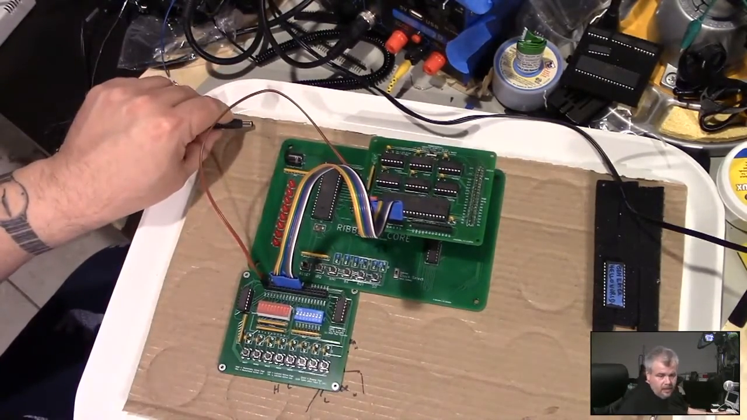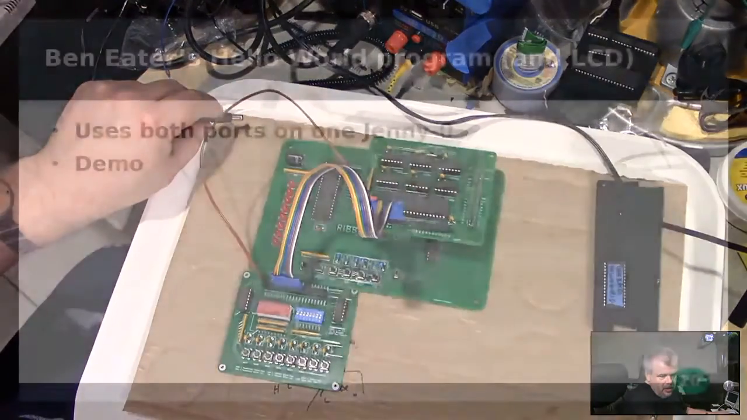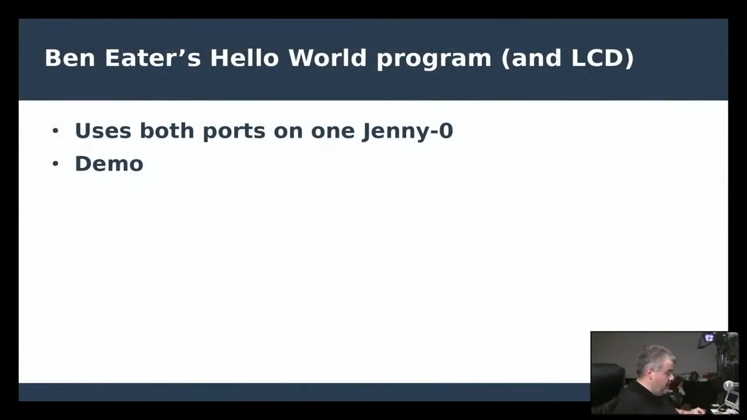Now let's go over here real quick. So the next thing we want to do is demonstrate Ben Eater's Hello World functionality, and that requires that we have a 2-line LCD connected, and that we're going to be using both ports on the 65C22, which is kind of a further test of, you know, will it blend?